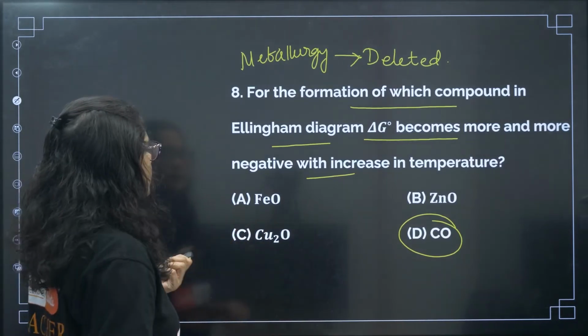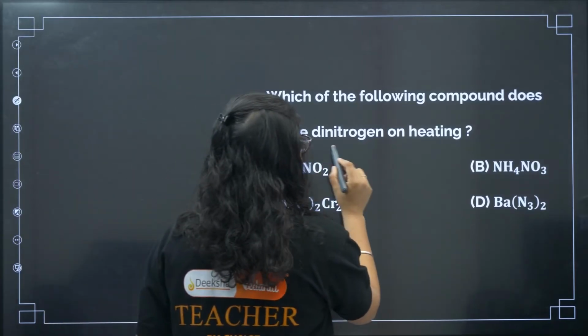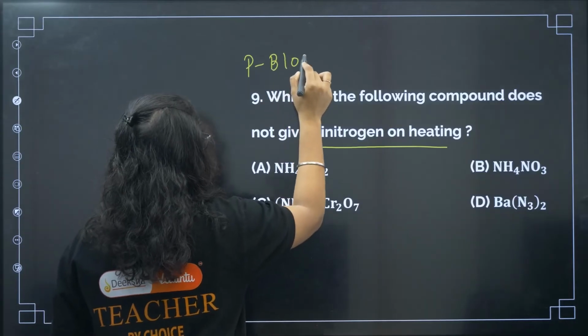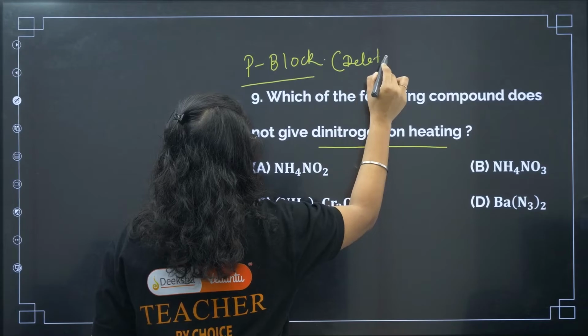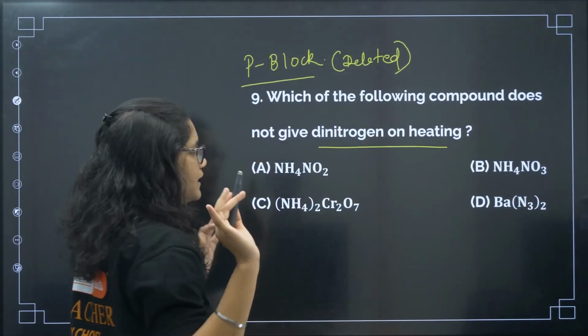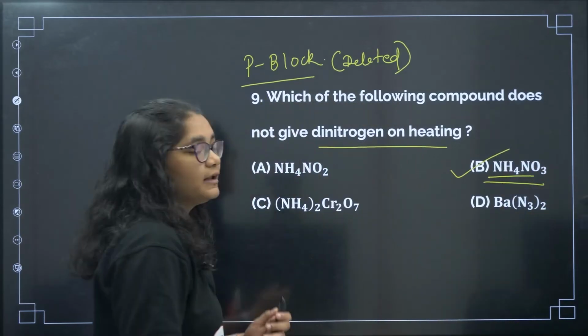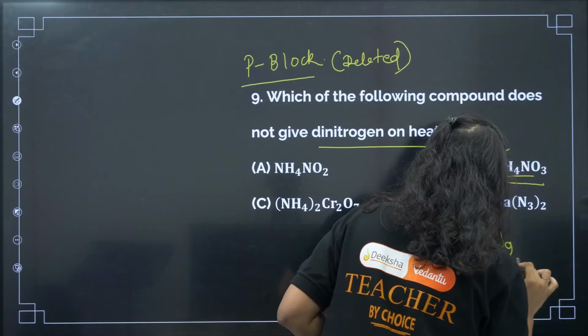Now coming to question number 9. Which of the following compounds does not give dinitrogen on heating? Again this question is from your P block. This is also a deleted portion, oxides of nitrogen, so we will not discuss this question, but I will tell you the answer. Ammonium nitrate, if you heat, we will not get nitrogen gas. The product formed here is N2O.